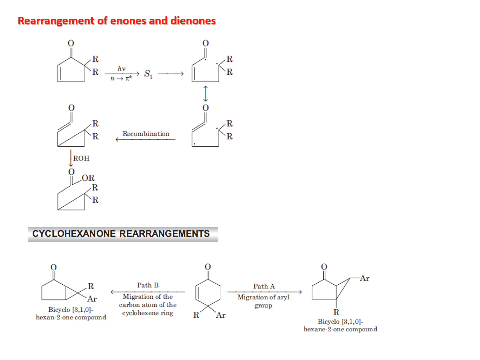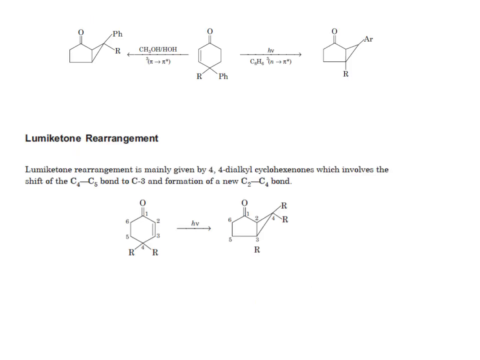And the two prominent rearrangements are the di-pi-methane type of rearrangement, which we refer to as path A here, that is the migration of the aryl group, and another one is the lumiketone rearrangement, that is path B, the migration of the carbon atom of the cyclohexene ring. And the rearrangements are carried out mainly in the presence of tertiary butyl alcohol as a solvent. The di-pi-methane type of rearrangement arises by the 1,2 migration of an aryl group, and the lumiketone rearrangement arises without the migration of a group.